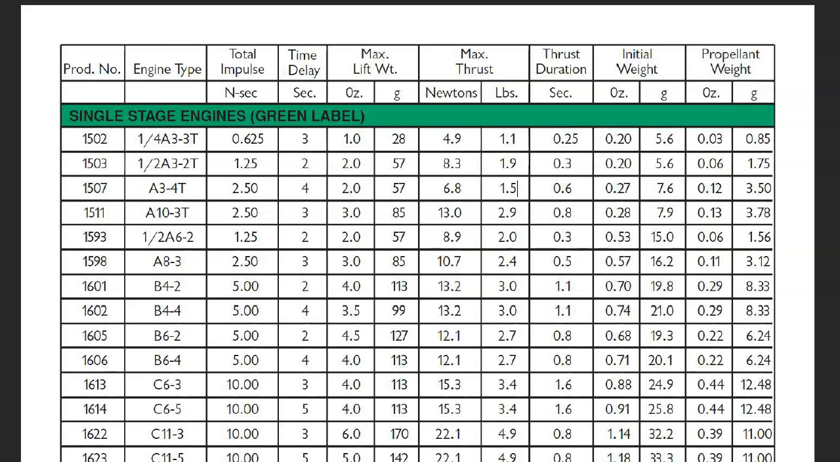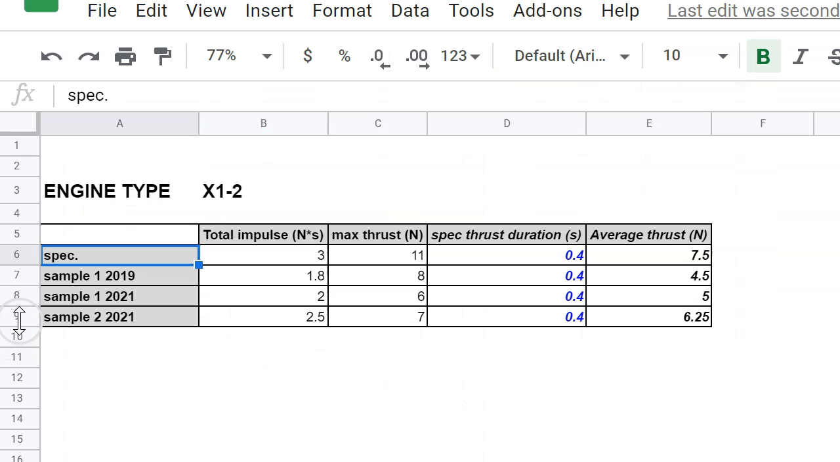The numbers that you need are going to be the engine type here, the total impulse in Newton seconds here. Don't care so much about delay. We are also interested in max thrust. Okay, so that's another item we're looking for, and time duration is another value we need. So our first row is going to be the specifications from the engine.